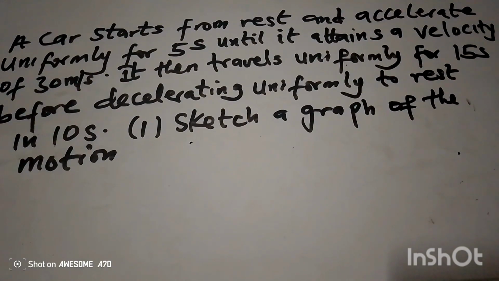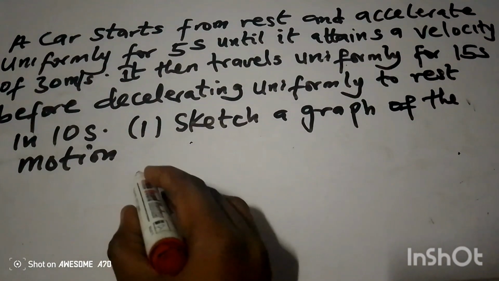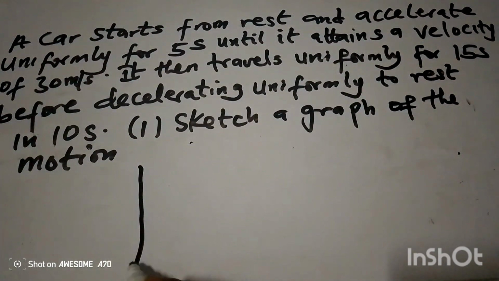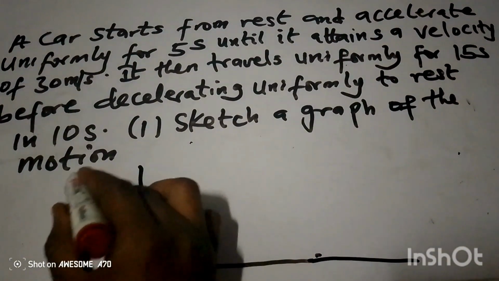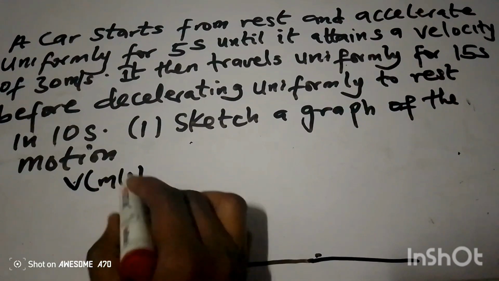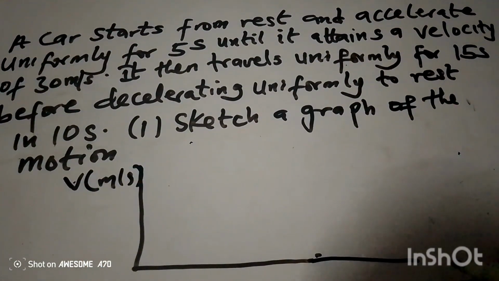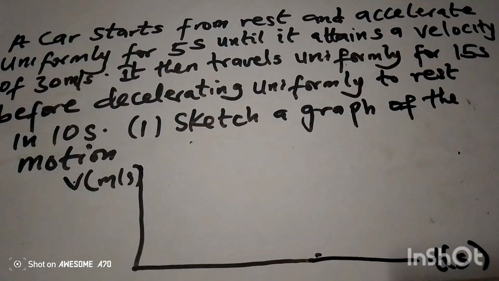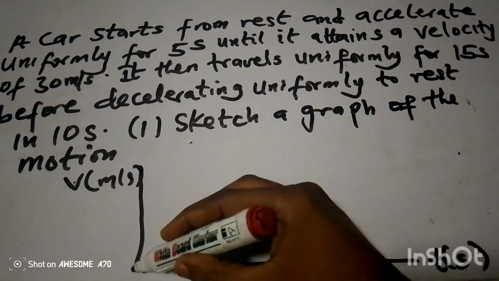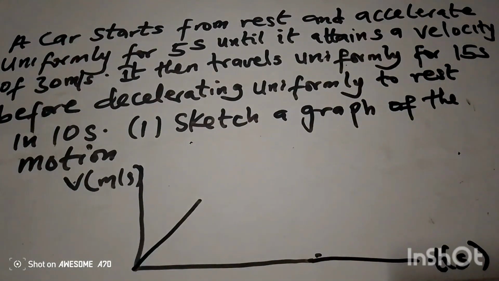So remember, we want to sketch this graph using a velocity time graph. So let's take our graph to be a graph of velocity against time. This is the axis for the velocity in meter per seconds, and this is the axis for the time in seconds. So let's look at it. The car starts from rest. Remember, when the body accelerates from rest, there is a diagram we use to illustrate acceleration, and that is a line going up.